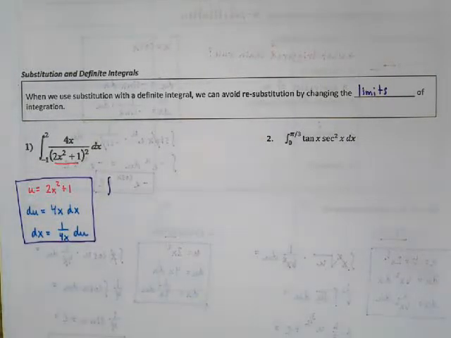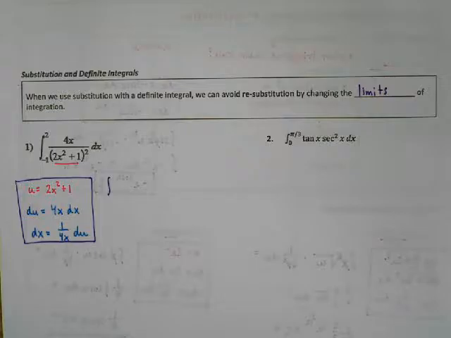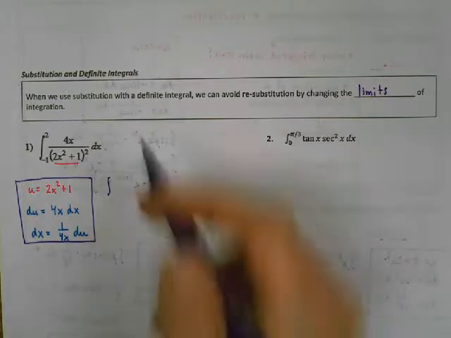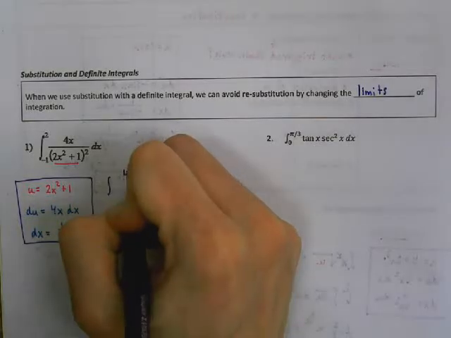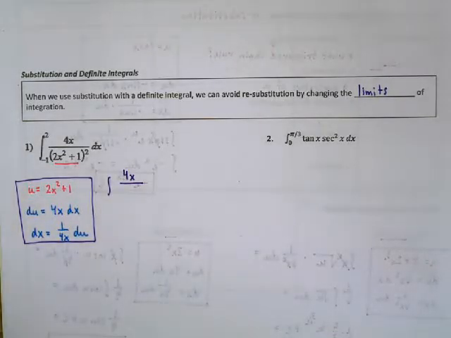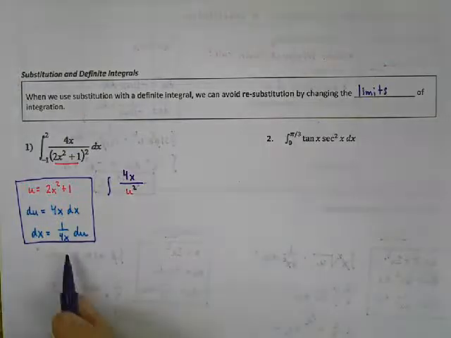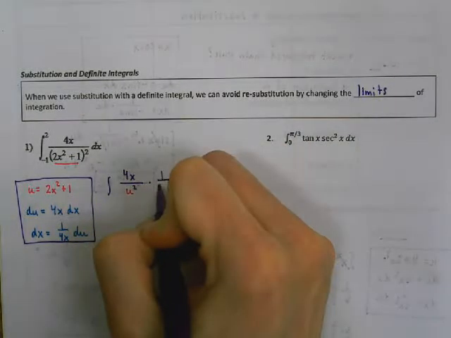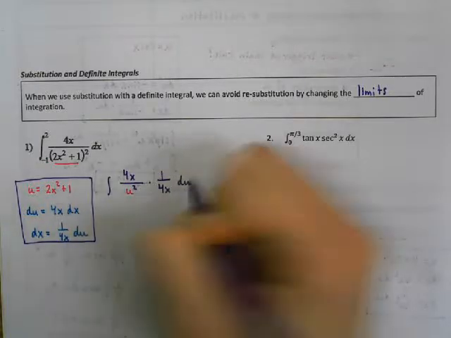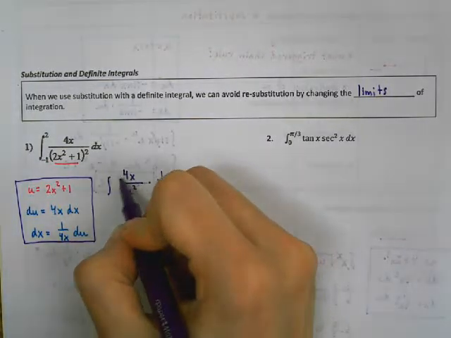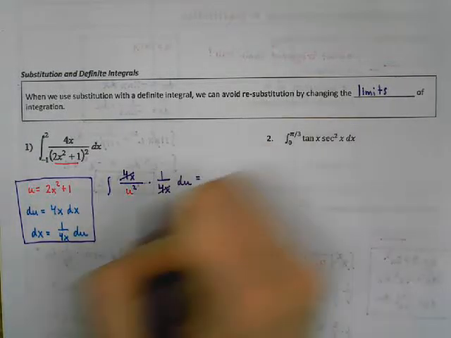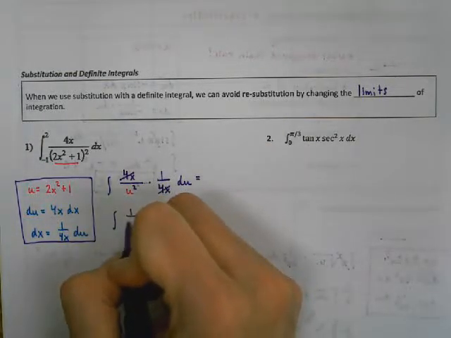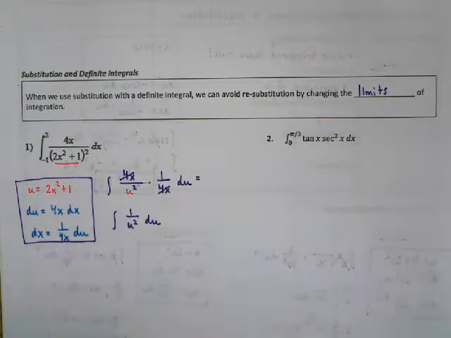So now I have the integral, and I'm going to leave the bounds off for right now. I'm just going to focus on rewriting this integral. So what I have is 4x over, here's my u, that u is being squared. So 4x over u squared, and then dx is times 1 over 4x du. So I'm happy to see here that my x's drop out. So what I'm left with is just 1 over u squared du.